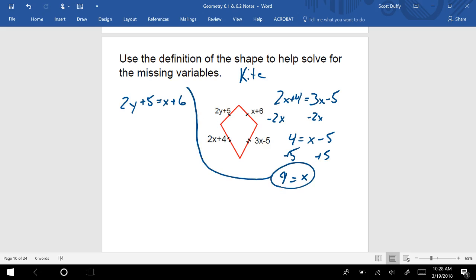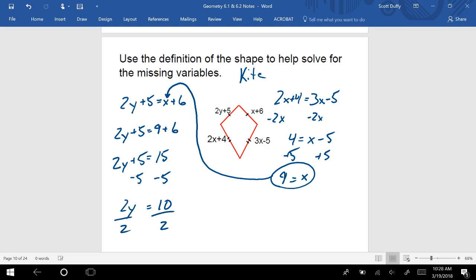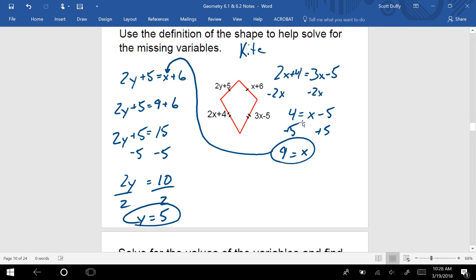What I can do is plug 9 in for x on this equation. So I have 2y plus 5 equals, instead of x, I have 9 plus 6. I'll simplify. 9 plus 6 is 15. And I still have 2y plus 5 on the left. Then I want to get 2y by itself, so subtract 5 from both sides. I'm left with 10 on that side, 2y on the other. Divide by 2 on both sides, and I get y equals 5.